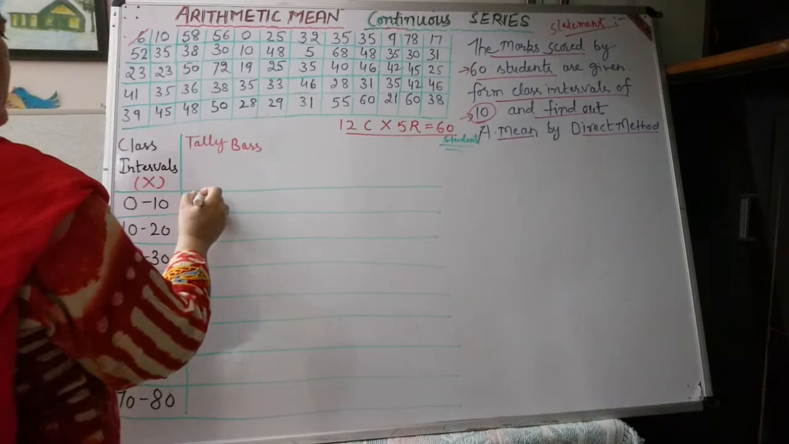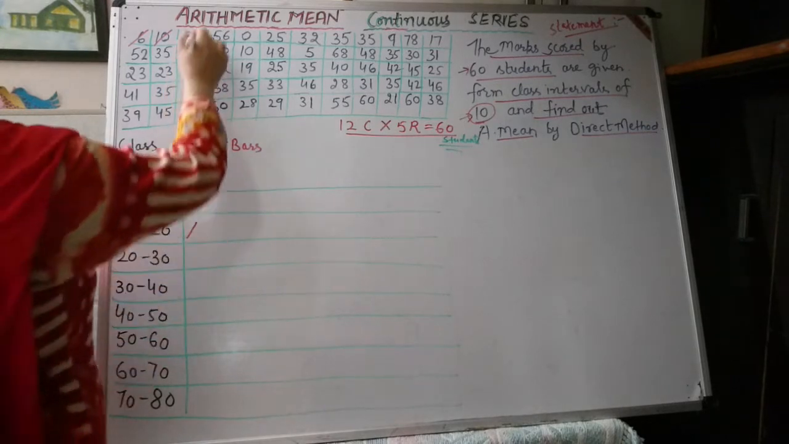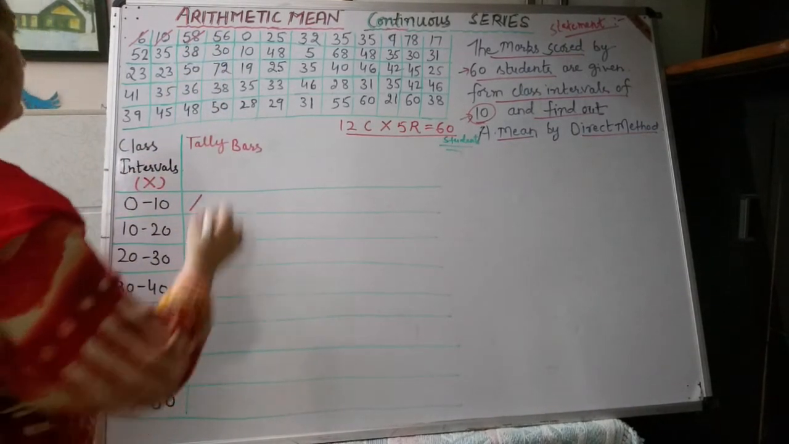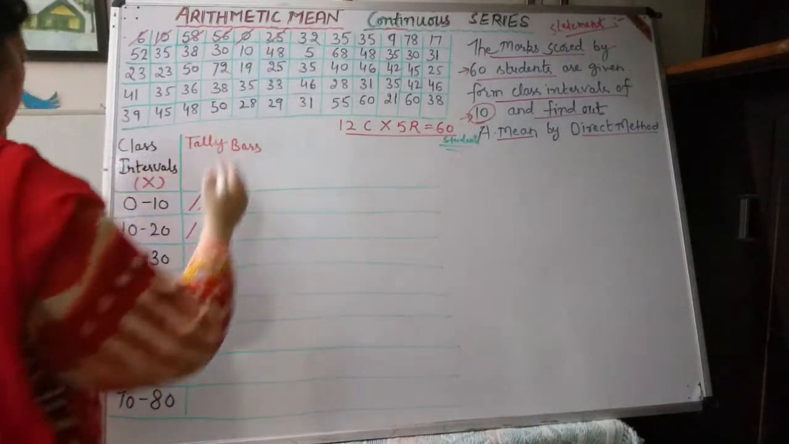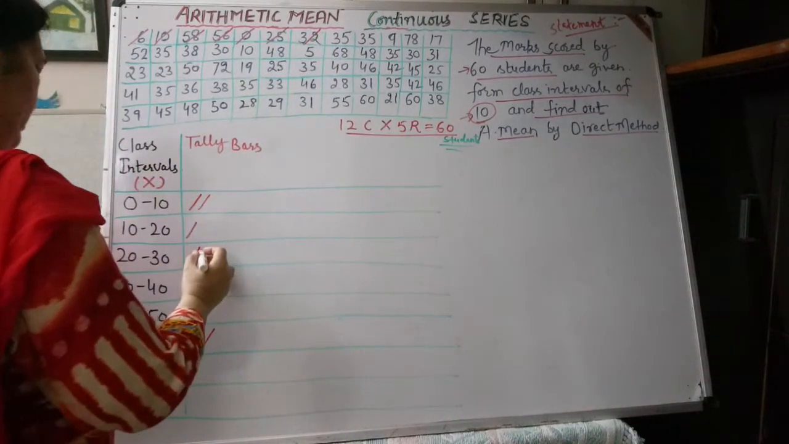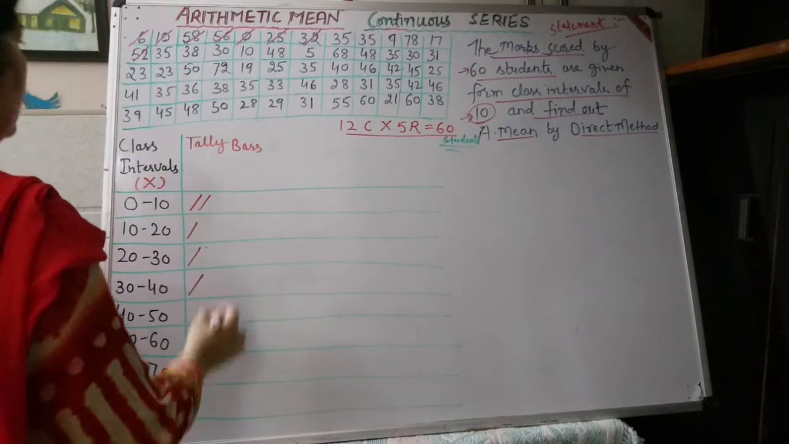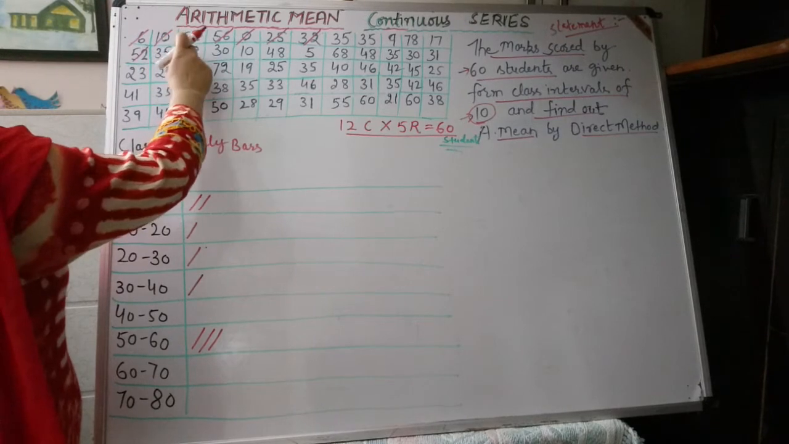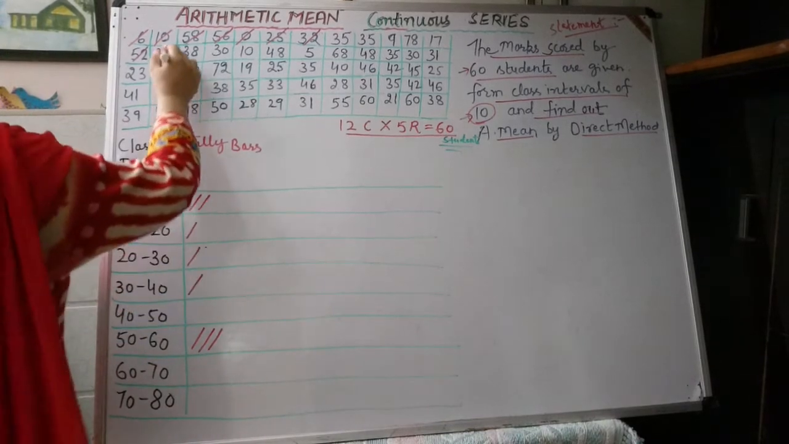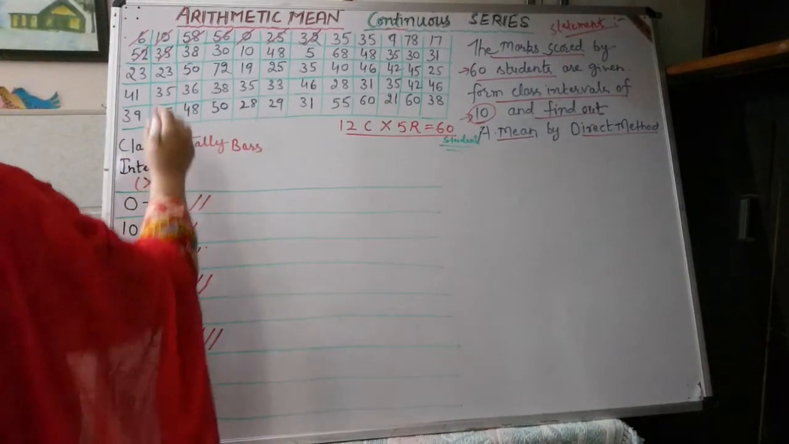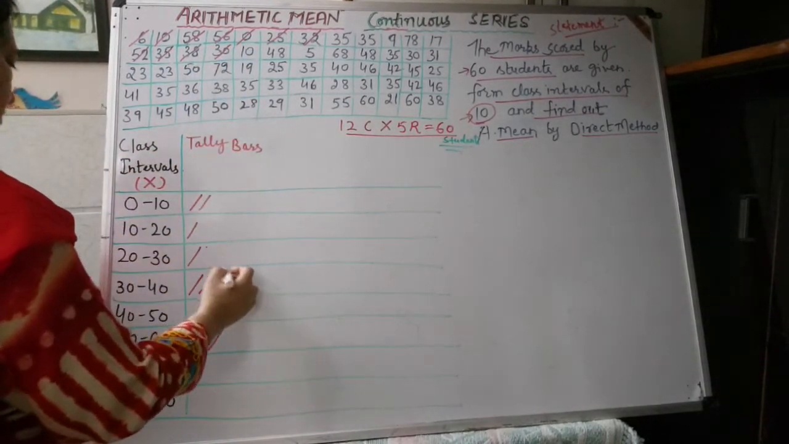First, 6 will lie here. Then 10 will lie in the next class interval. Then 58, 56, 0, 25, 32, then 52. Until you cut from these boxes, there will be a problem of double counting. So you must cut from above and then put a bar against each class interval. Otherwise it will cause a problem for you.